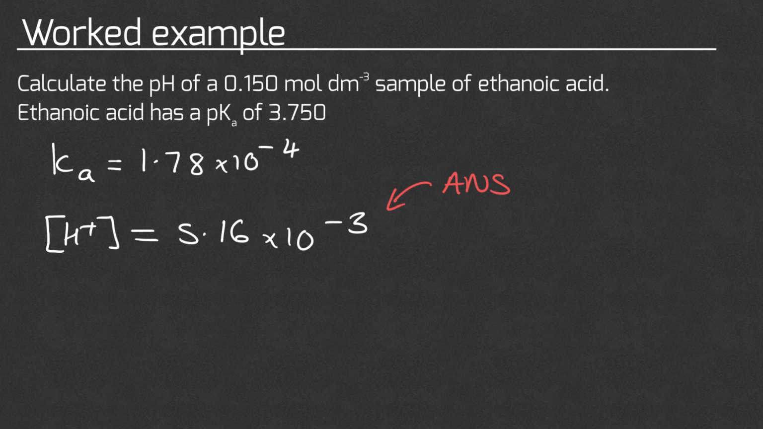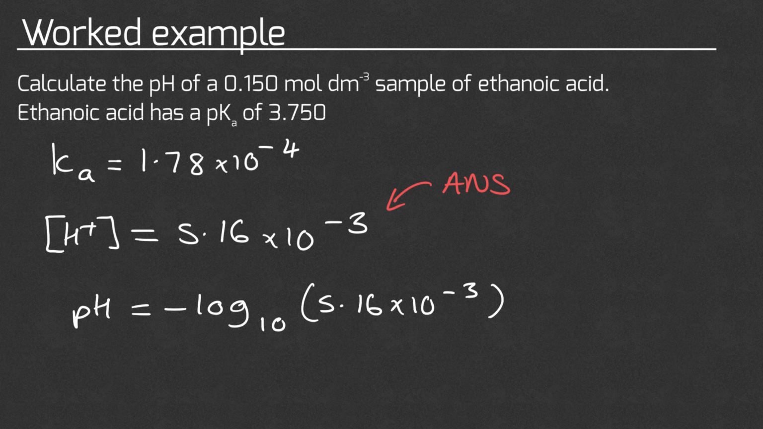As usual, please make sure that you use the answer button on your calculator to copy this through to the next step. So we now need to write the equation linking H+ and pH together and sub in the value for the H+ which we've worked out here. So all that's left to do is to put this into our calculator and then make sure we give our answer to 2 decimal places, giving us a final pH of 2.29.